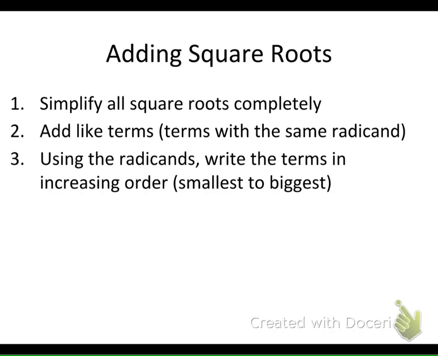Step 2, add like terms. It's the terms with the same radicand. Then step 3, using the radicands, write them in increasing order, smallest to biggest. So go ahead and get that down. Once you have that down, let me know and I will give you your worksheet.